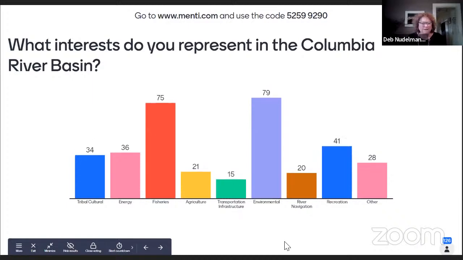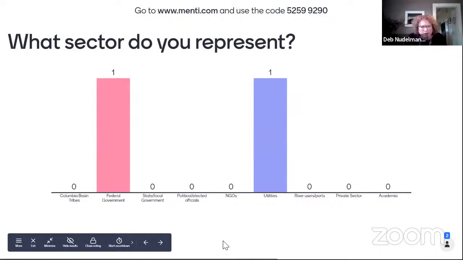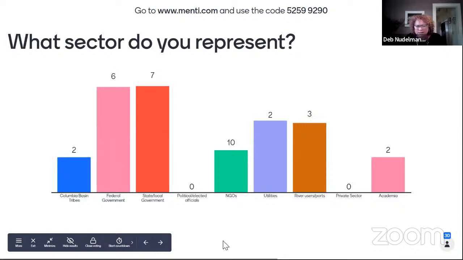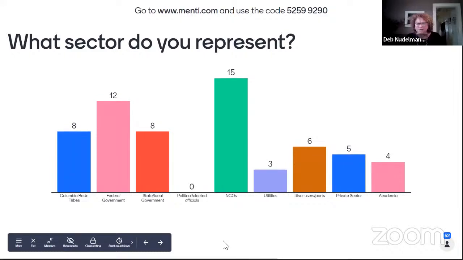This means a lot to the 4 states to have this much participation and diversity of representation. So we'll move on to the next question. This one has to do with sector representation. So when you think about what sector you represent, it'd be great if you could indicate, again, you can pick more than one: Columbia Basin tribes, federal government, state and local government, political or elected officials, NGOs, utilities, river users and ports, private sector, and academia.